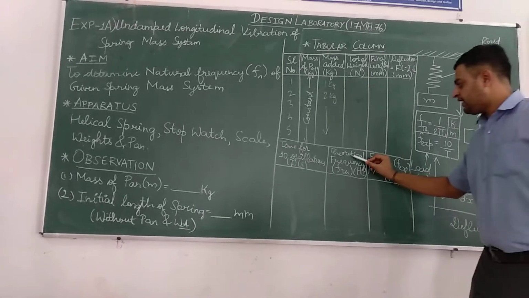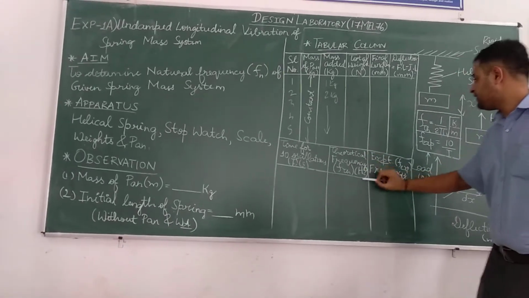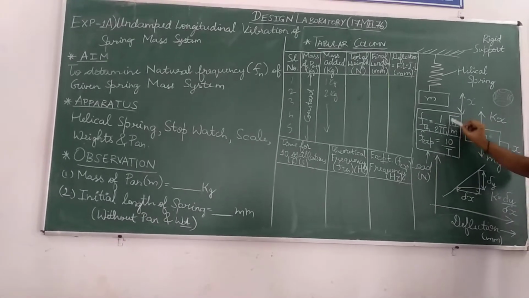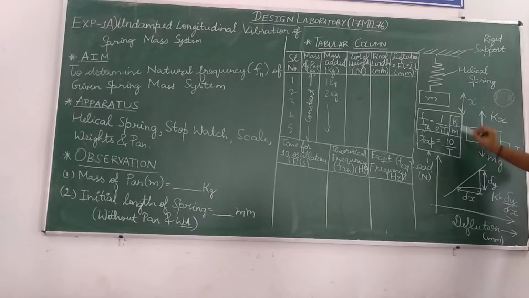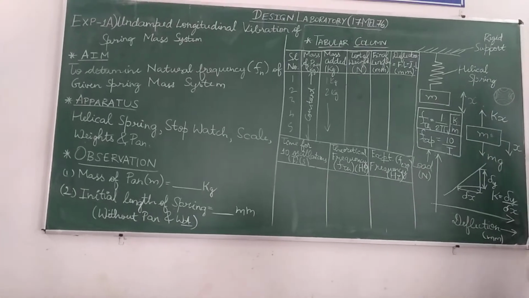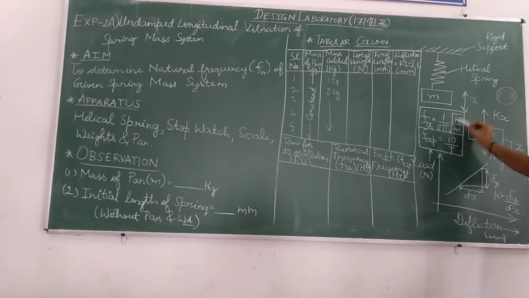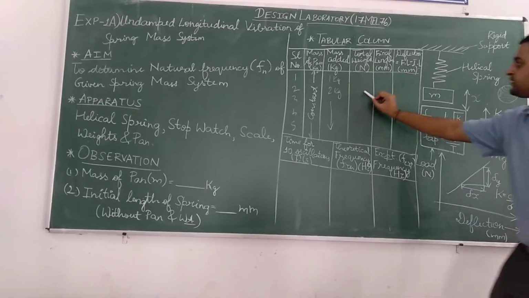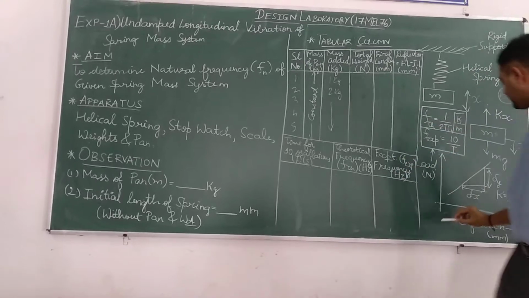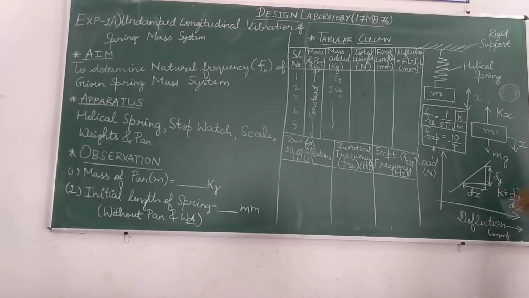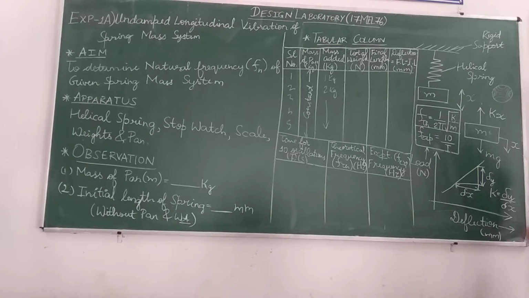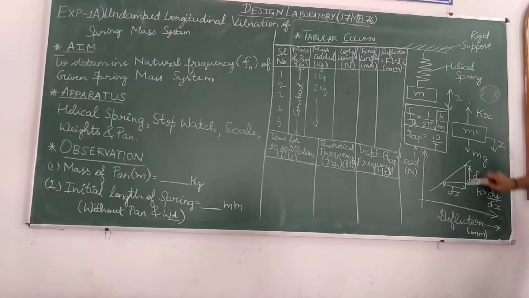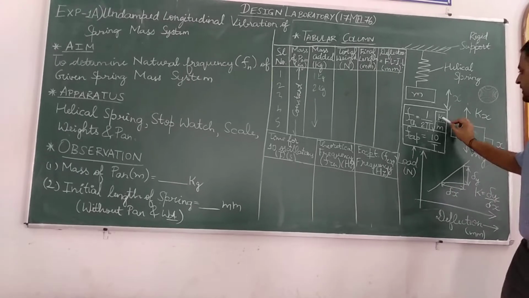Then with the help of a formula we calculate the theoretical frequency. It is given by 1 by 2 pi root of k by m. Here k is called the stiffness of the spring. The value of k is obtained from the load versus deflection graph. We have the load versus deflection values in the tabular column. We plot the values and get a straight line. Taking the slope of the load versus deflection graph, we get the stiffness of the spring, that is delta y by delta x.